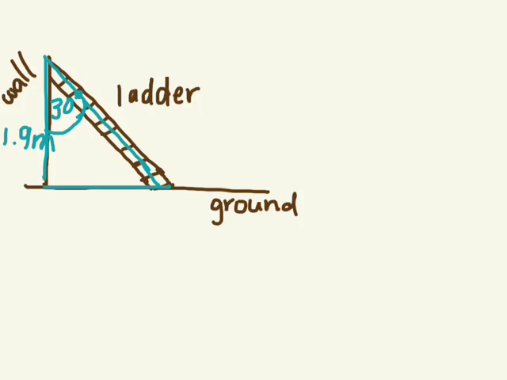We need to find the length of the ladder. So let's call it x, right? We need to know from here to here, how long is the ladder. We know that because this forms a 90-degree angle, the ladder is located where the hypotenuse is, because it's across from the right angle.